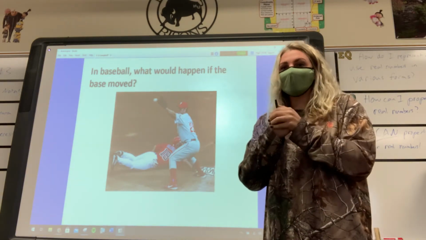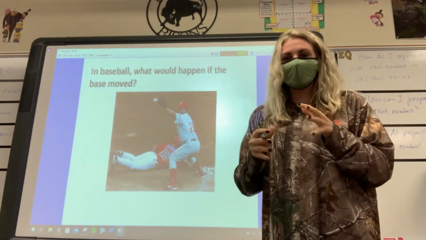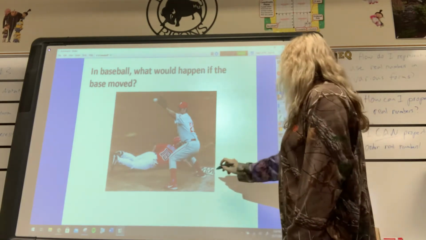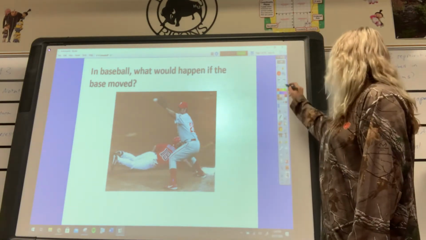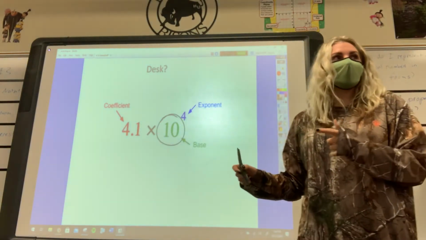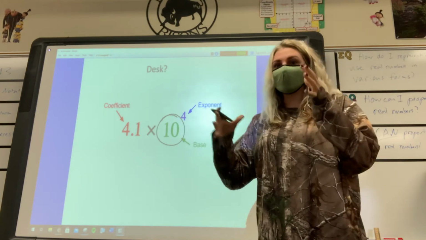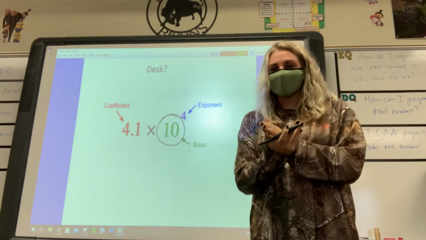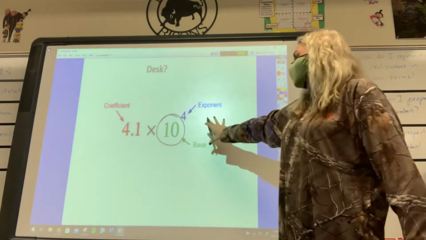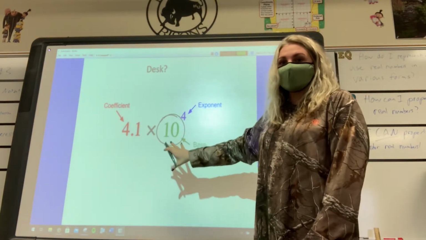In this case, we don't have an instant replay, but in scientific notation, our base is never going to move. So we're not going to have to worry about instant replays, because our base is always going to stay the same and it is always going to be 10. Mr. Campbell mentioned the word base. So just like in baseball, we want our bases to stay in the same place. First, second, third, home base are going to stay in the same place.